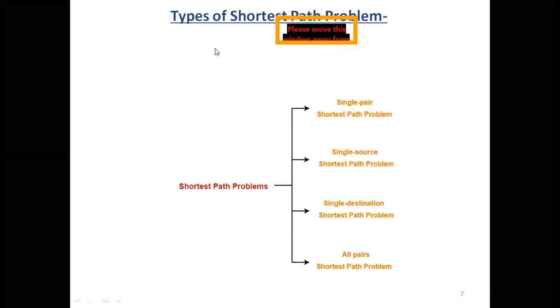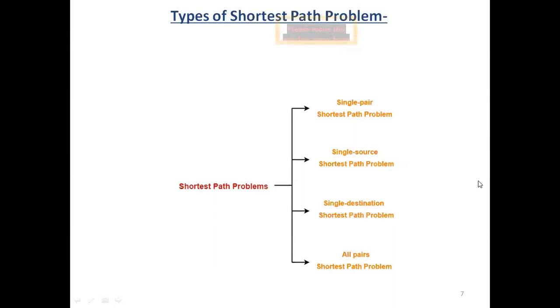So, types of shortest path problems. What are the different types of problems? Single pair shortest path problem, single source shortest path problem, single destination shortest path problem, and all pairs shortest path problem. These are the four categories of problems that come under shortest path problems: single pair, single source, single destination, all pairs.